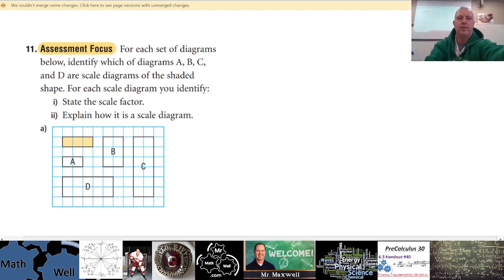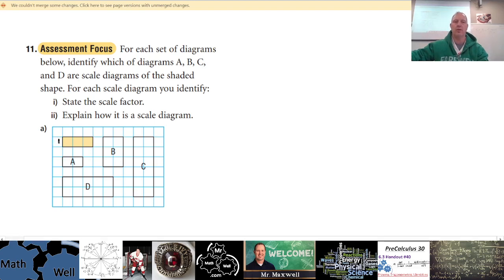Okay, number 11 asks you, with this shaded one here, which one of these A, B, C, or D would be a scale diagram of this shaded one, and then state the scale factor. So what you want to look for in this case is another diagram that has the same proportions or ratios of side lengths. Remember, for a scale diagram, each side length has to be multiplied by the same number to get the next one. So here's another way to look at this.